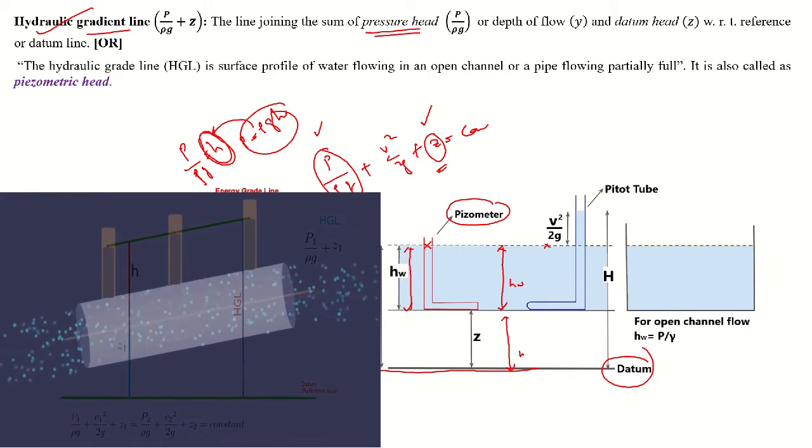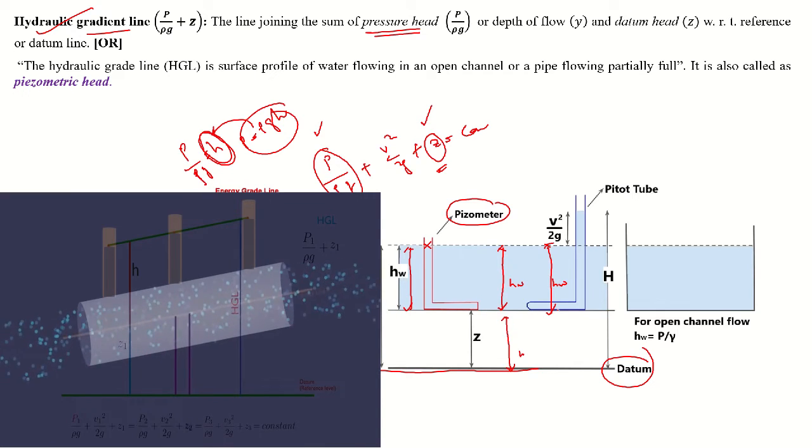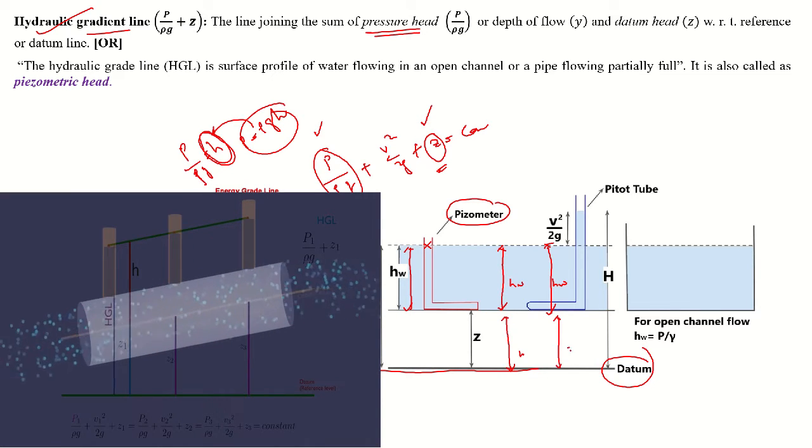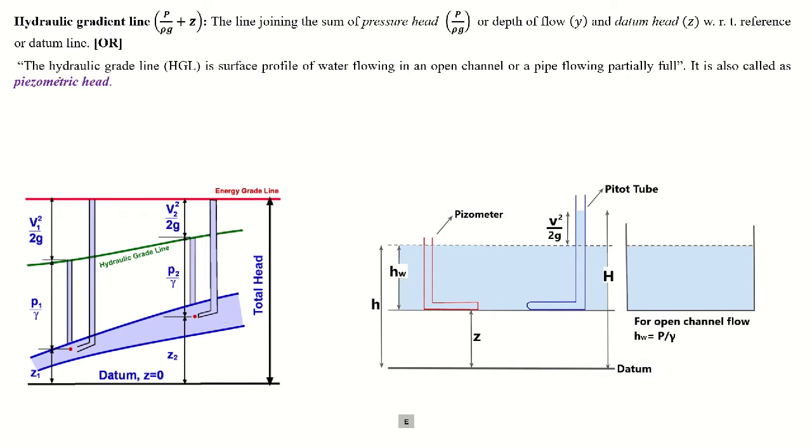Now I take another point, and this is also HW, meaning simply the pressure head. This is also Z. Now I draw a line through all these points as a straight line. This is called the profile. This represents the profile of the water flowing, and it indicates the piezometric head.